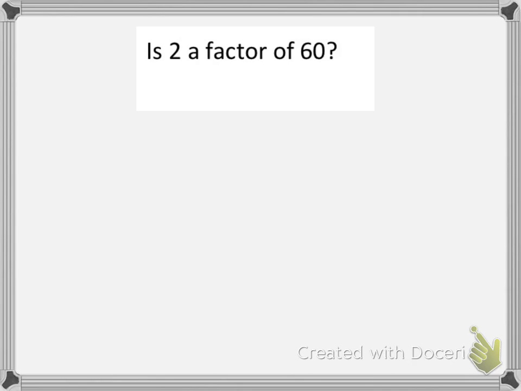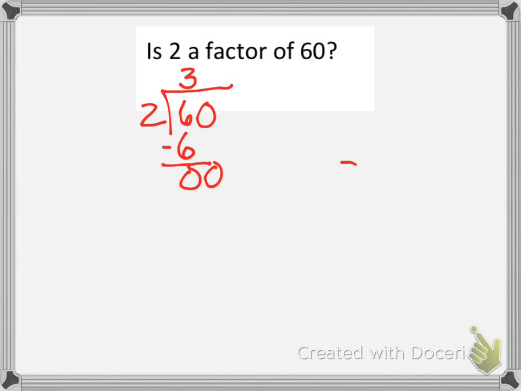Is 2 a factor of 60? And we're going to use division to help us with this. So 60 divided by 2. 2 goes into 6 3 times. 3 times 2 is 6. Get a 0. Bring down your 0. 2 goes into 0 0 times. 0 times 2 is 0. With a remainder of 0. Lots of zeros going on there.